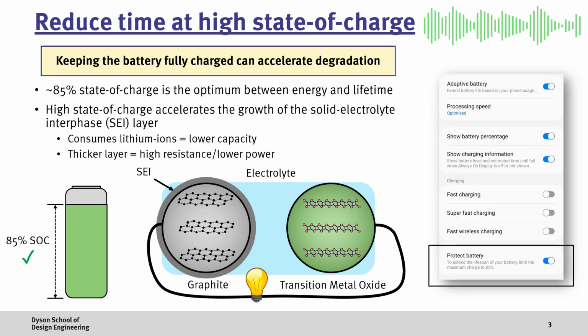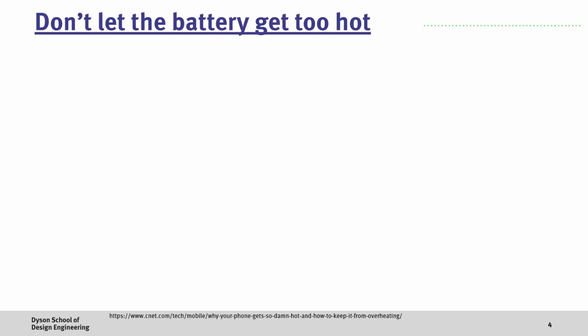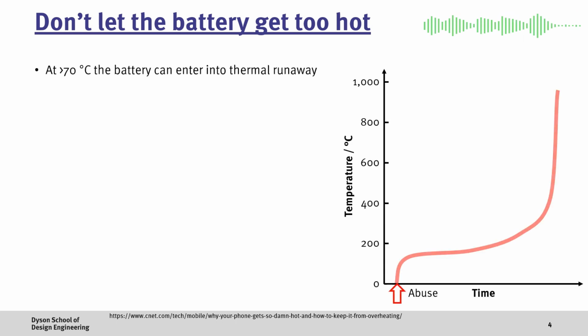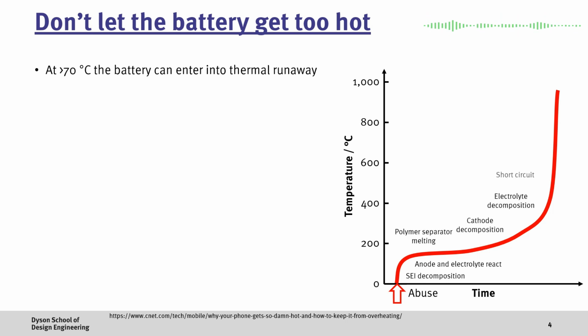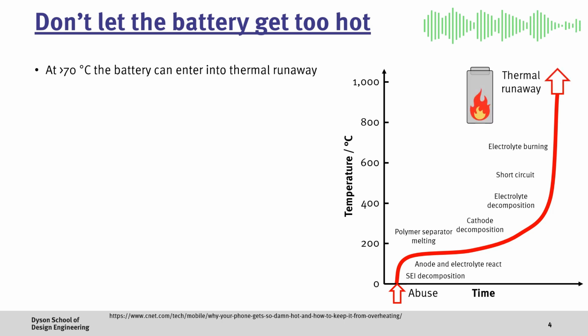In many smartphones and electric cars, there are options which allow you to limit the maximum state of charge of your battery, which does prolong the lifetime, but reduces the available energy. The next thing you can do to extend battery lifetime is to not let the battery get too hot. Here, the key temperature is around 70 degrees, where above this temperature, the battery can enter into thermal runaway, where this SEI layer decomposes, leading to the anode and electrolyte reacting, which is exothermic.